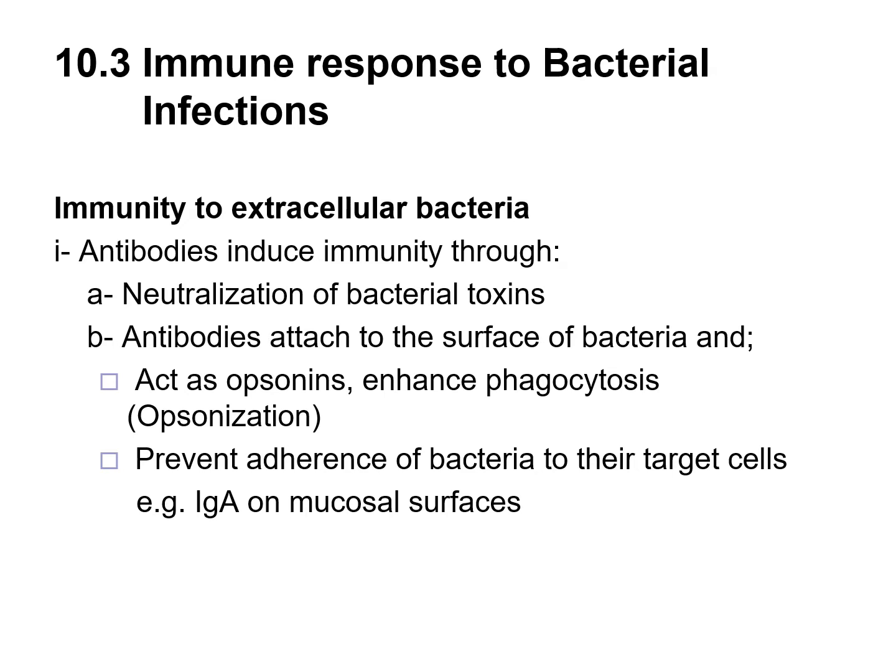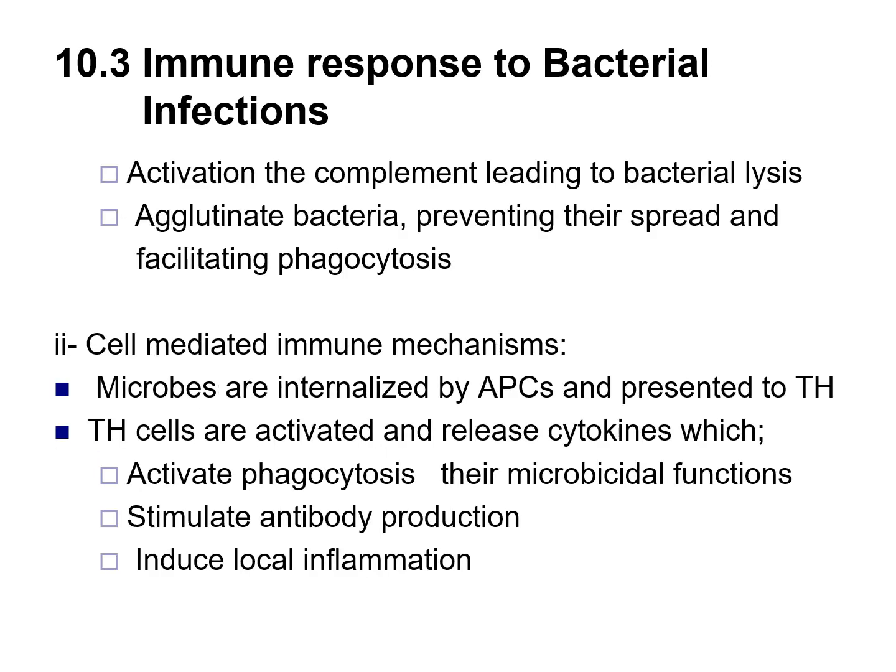Another one, antibodies can also attach directly to the surface of the bacteria, acting as opsonins and enhancing the process of phagocytosis. Secondly, they can prevent the adherence of bacteria to their target cells because of the presence of IgA on mucosal surfaces. The activation of the complement can lead to lysis of the bacterial cell. These antibodies can also directly agglutinate bacteria, and this can prevent the spread of these organisms and facilitate phagocytosis.